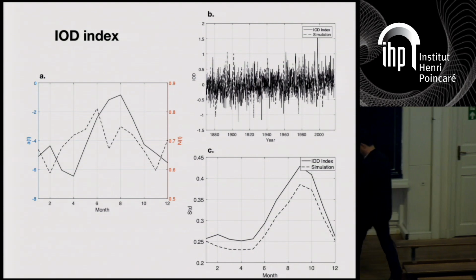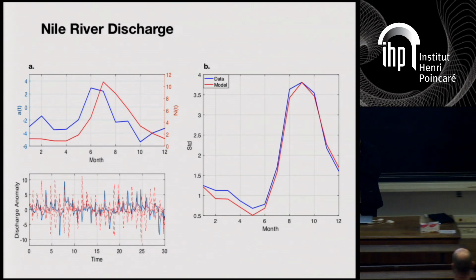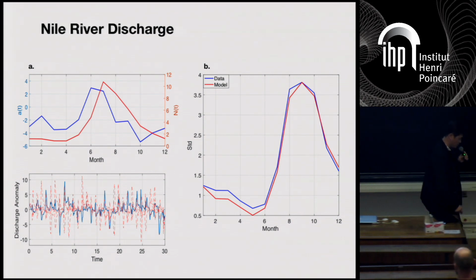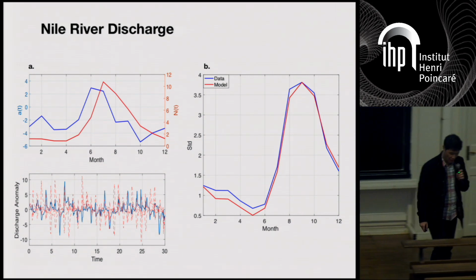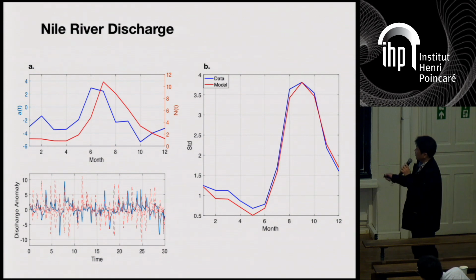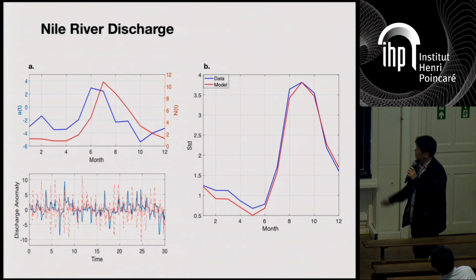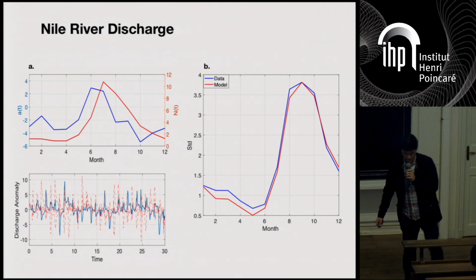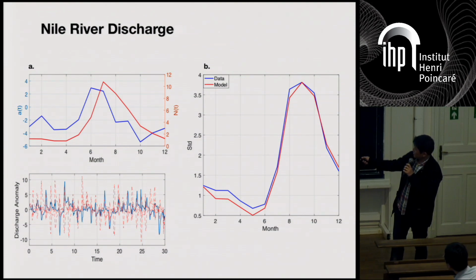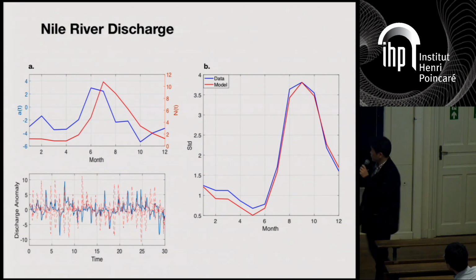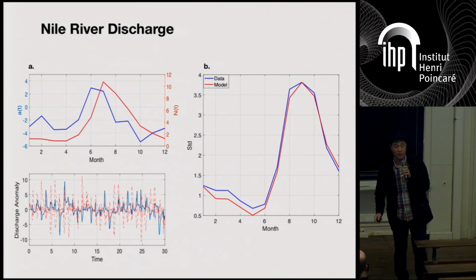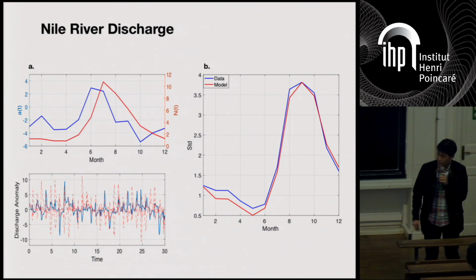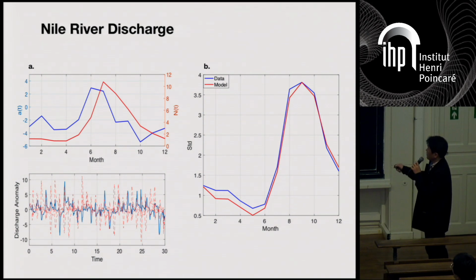I'm going to show you another example too. This one is Nile River discharge data. This is also monthly data, and I just took the initial 30 years of data. This one is 1870, this one is 1900. I chose this time period because at that time there was no dam on the Nile. But in this case, I can do the same things.